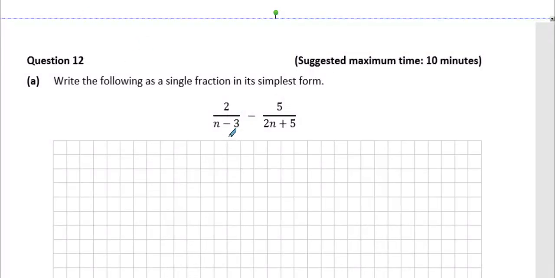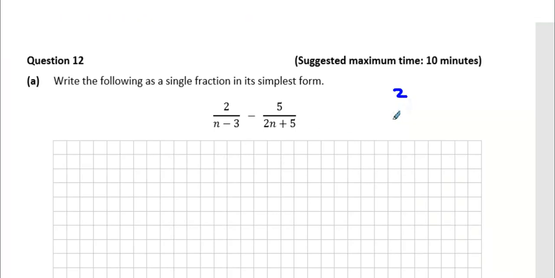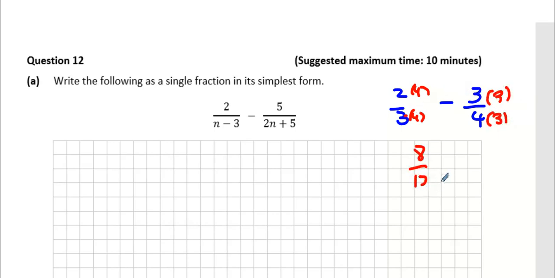This is question 12, write the following as a fraction. So get common denominator. If all you did 2/3 take away 3/4, what you can simply do is the 3 looks over at this 4 and says I'll have a 4 top and bottom. The 4 looks back at the 3 and says I'll have a 3 top and bottom. And then basically get 2 times 4, which is 8/12. Take away 3 times 3, 9/12. 8/12, take away 9/12 is -1/12.